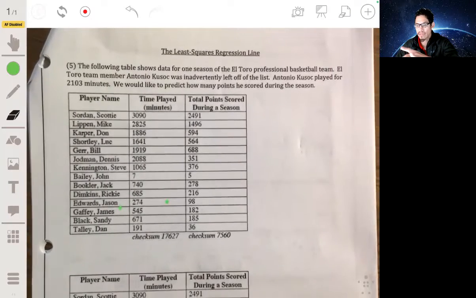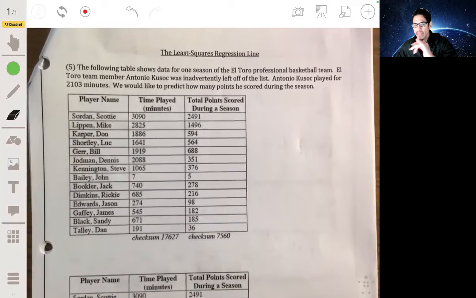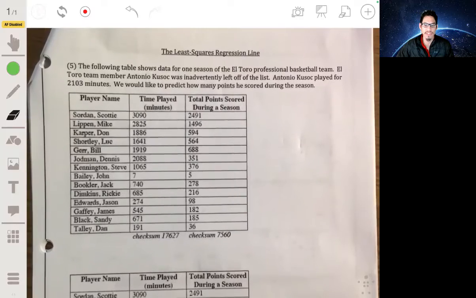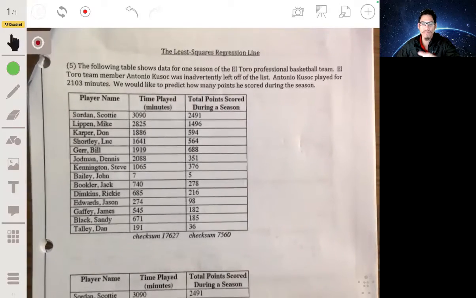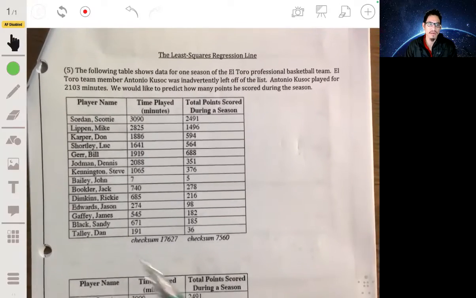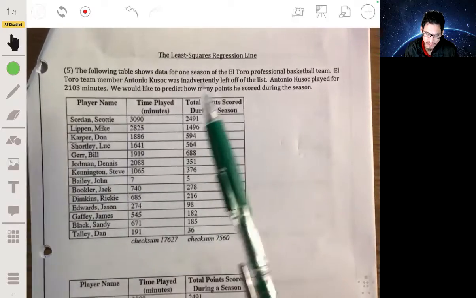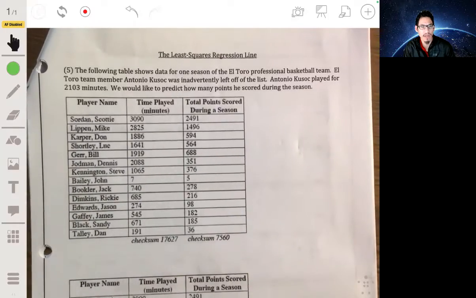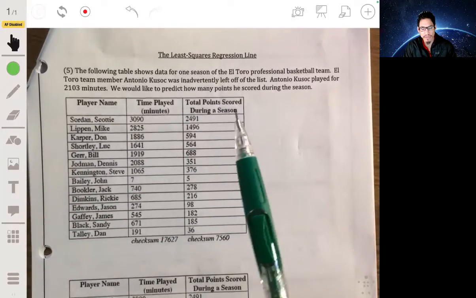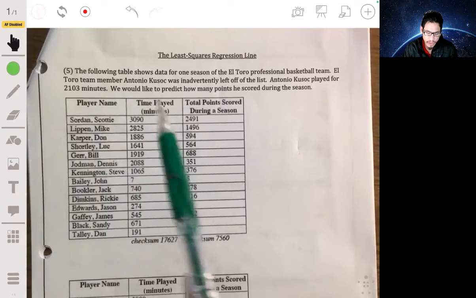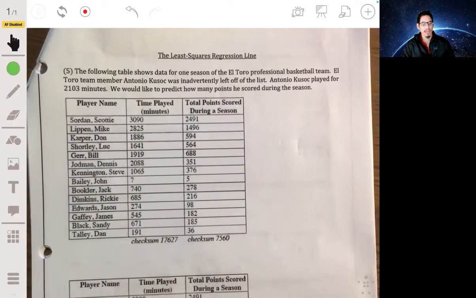All right, so we are going to go over the least squares regression line. Now, this is a big deal, so pay attention because you're going to be dealing with this a lot, and it's pretty cool. It's a pretty cool concept.